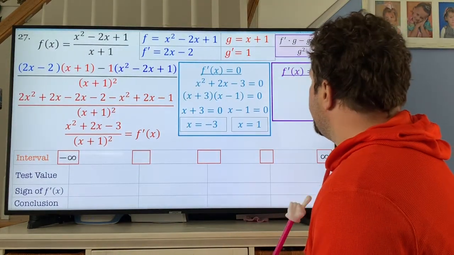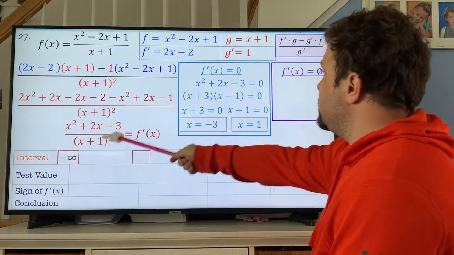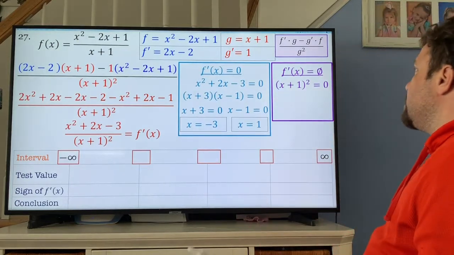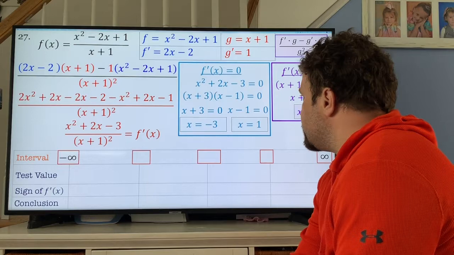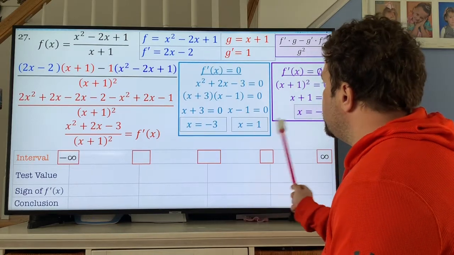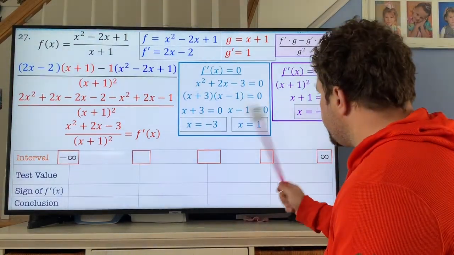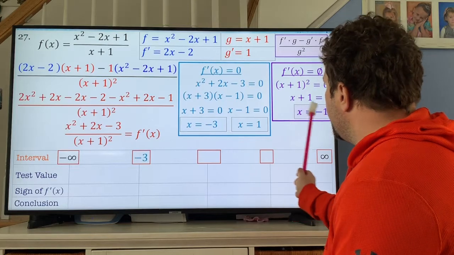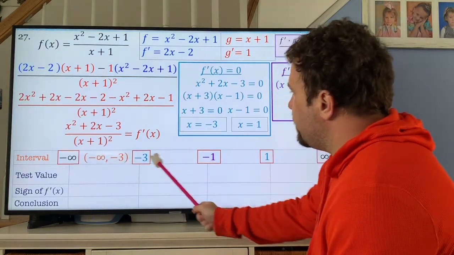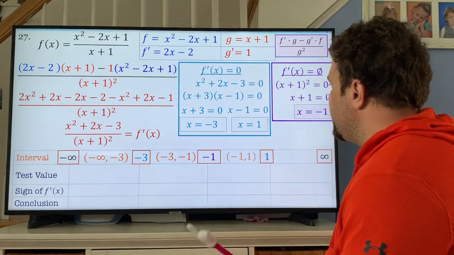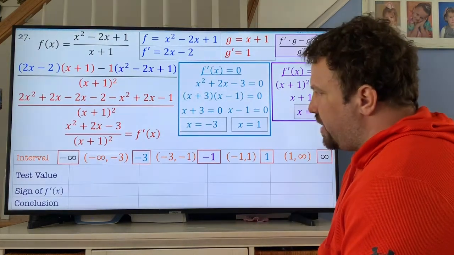When we set this equal to undefined, when does the denominator equal 0? So when x plus 1 equals 0, subtract 1 from both sides and x equals negative 1. Notice 1, 2, 3 critical numbers. The smallest one is negative 3, then negative 1, 1. Negative infinity to negative 3, negative 3 to negative 1, negative 1 to 1, and 1 to infinity.